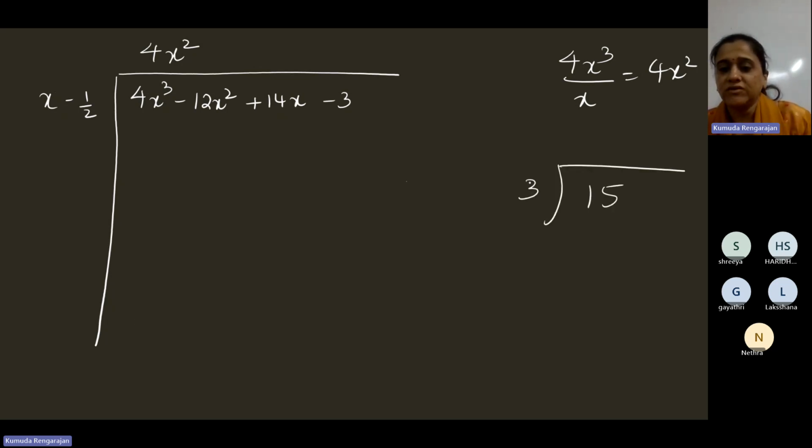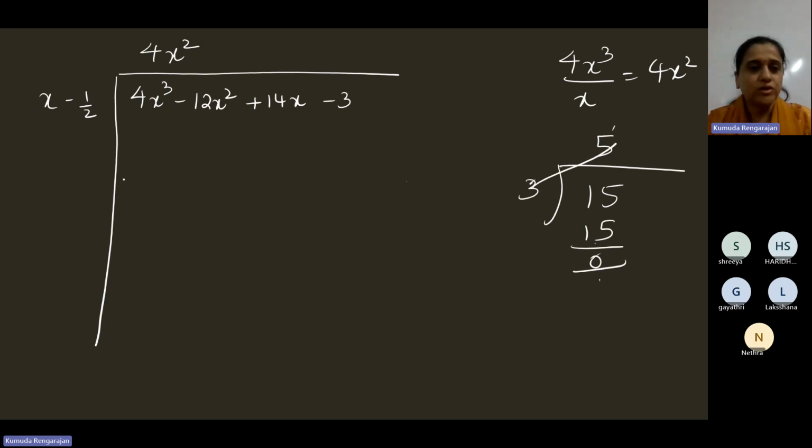3 5s are 15. So you multiply this and this, right? 3 5s are 15. That's what you should multiply this and this now. That's what we always do with numbers also. We multiply 3 into 5, 15. We write the product here. Same thing here. Multiply x minus half and 4x squared.